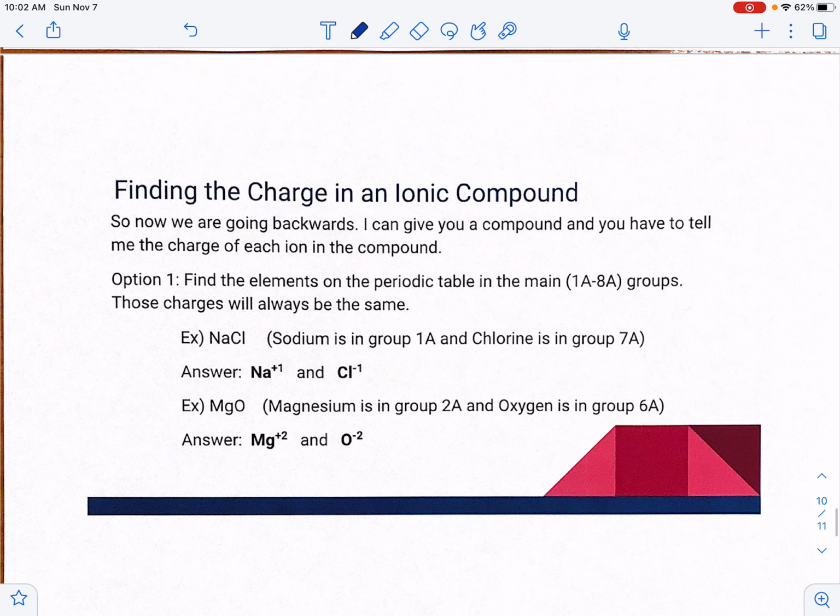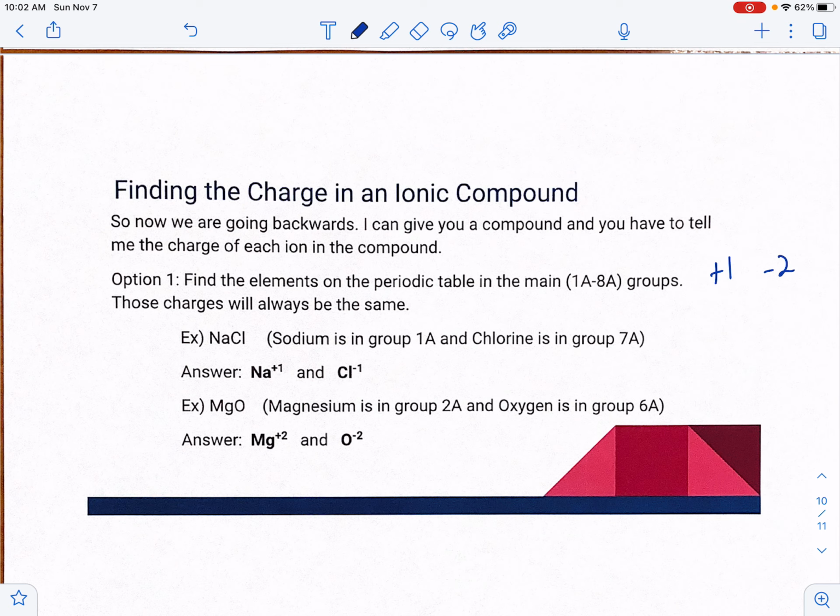Okay, now we're going backwards. So if I give you a compound, you have to tell me the charge of each ion in the compound. Okay, option 1 is find the elements on the periodic table. So if they're in group 1A through 8A, okay, they will always have that same charge. Group 1 will always have a +1 charge. Group 6A will always have a -2 charge. It never changes. So that's probably the easiest way when you're dealing with groups like that. I know they're going to be a constant, so just look at the periodic table.